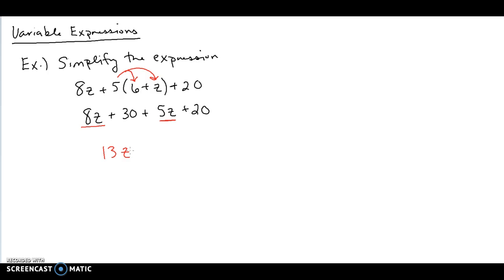Well, I've got some other stuff going on here. I also have 30 oranges and 20 oranges. Those two things are the same thing. So 30 plus 20 is going to give me a plus 50. And then, of course, I can't do anything else with this because 13z plus 50 are two different things. It's apples and oranges. We can't put them together. So I'm going to leave my answer as is. It's 13z plus 50.